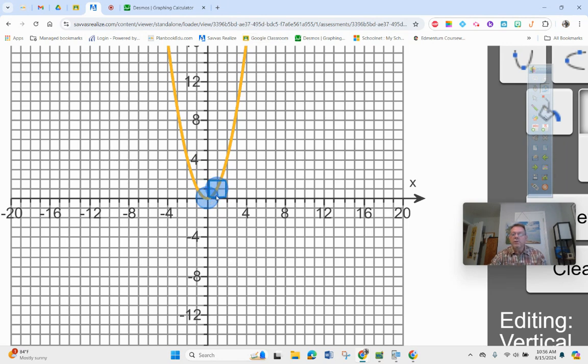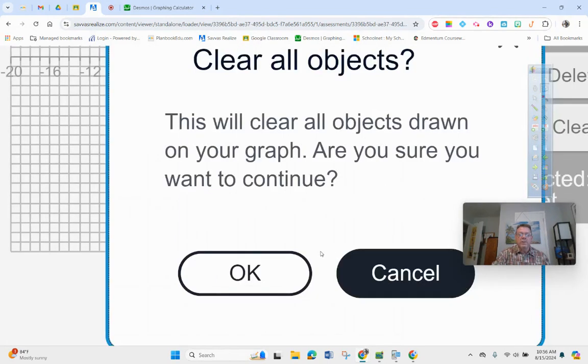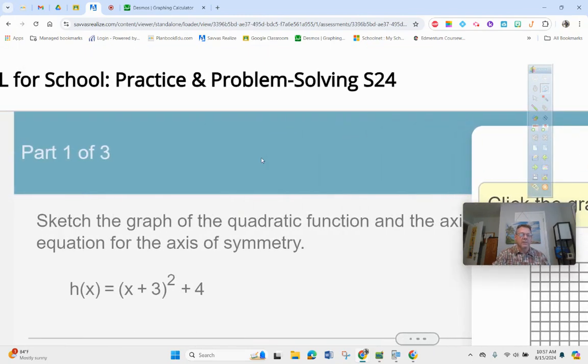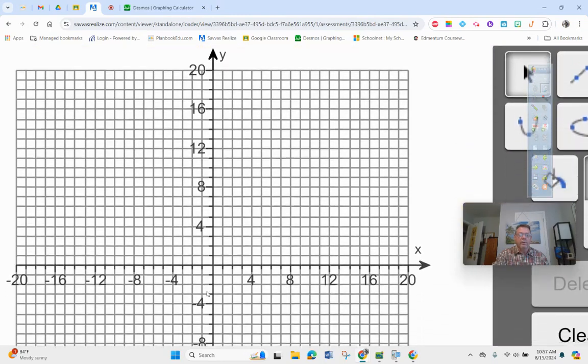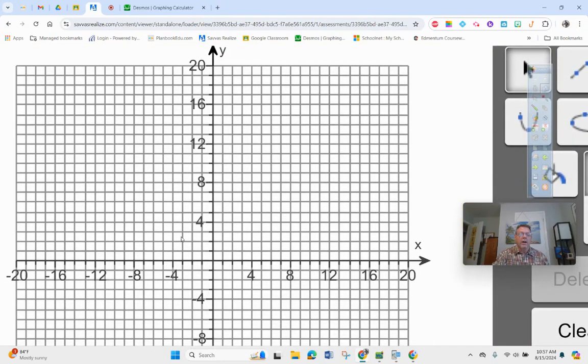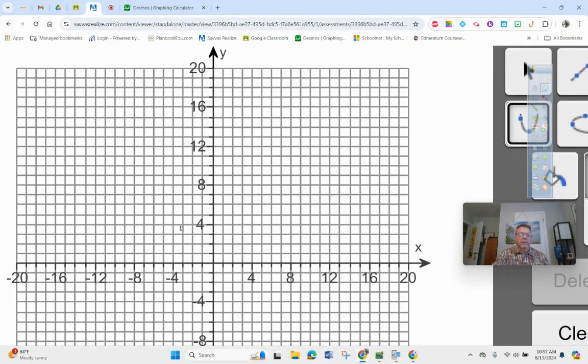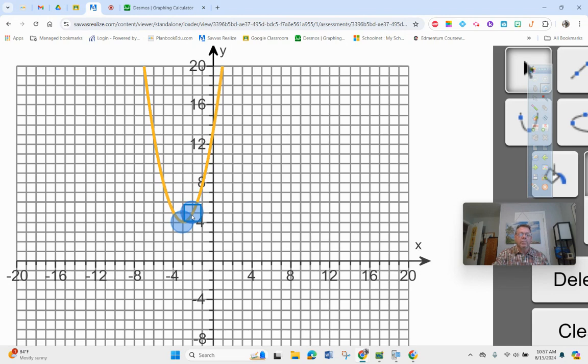As long as we're not stretching or compressing, we can just use the vertex and go over 1 and up 1, and we're good. Now, if it's stretched or compressed, it'd be a little different. So let me clear this, because what's it say? Okay, let's double check ourselves. We're going to go left 3, up 4 from the origin. I've got to type this first, and then I click here, and there is the vertex. Then over 1 and up 1, and there is the parabola.